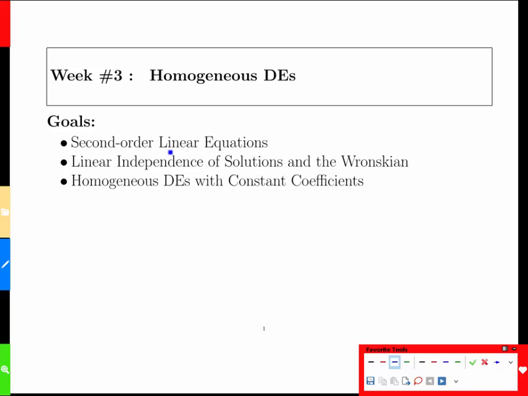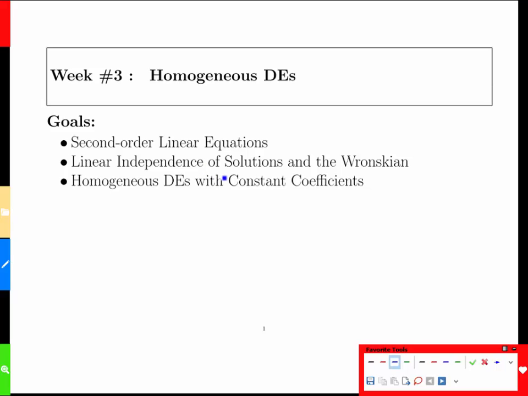Welcome to week 3. And this week we're going to introduce higher order differential equations. So equations with more than first derivatives. We're talking second and third and higher order derivatives. And we're going to look at some of the general patterns we can see with those kinds of differential equations.